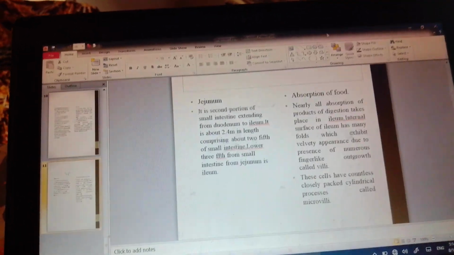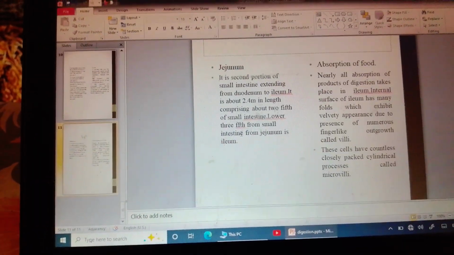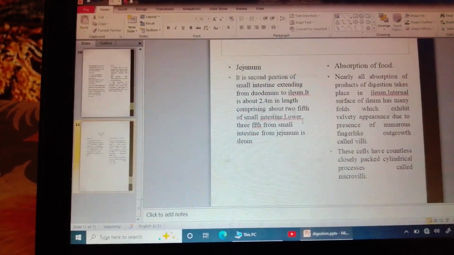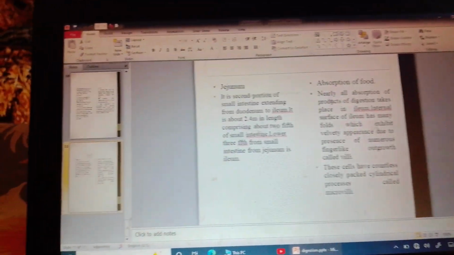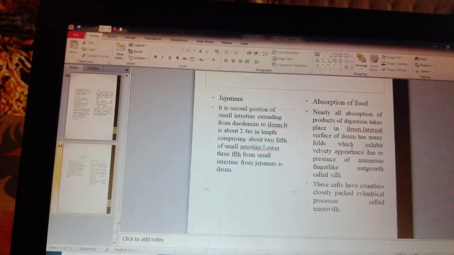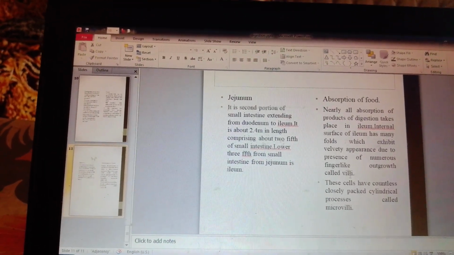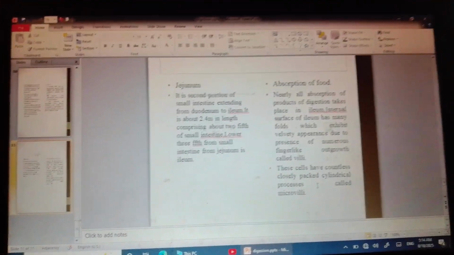The jejunum is the second portion of the small intestine, extending from the duodenum to the ileum. It is about 2.4 meters in length. Now if we talk about the ileum, it leads to the large intestine. The ileum has many folds which have a velvety appearance due to their projections, the villi, and absorption is mostly increased due to microscopic microvilli.